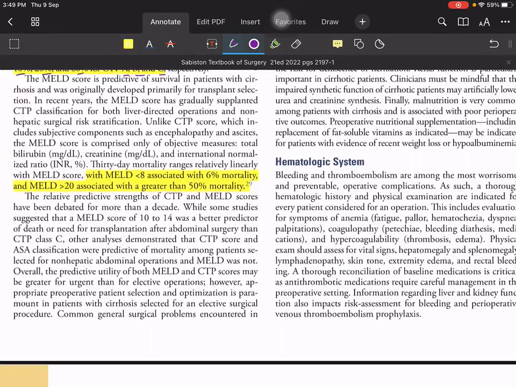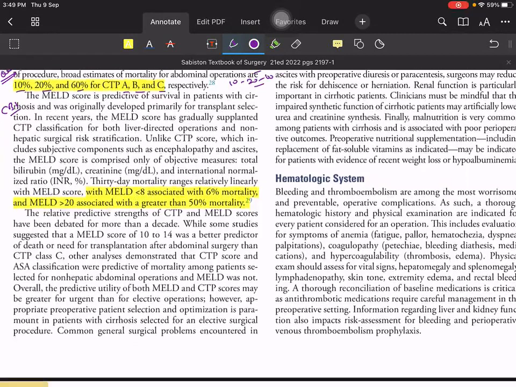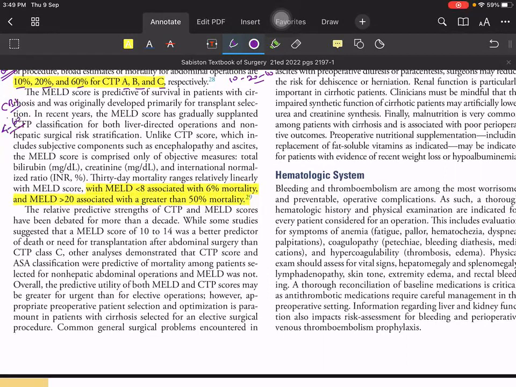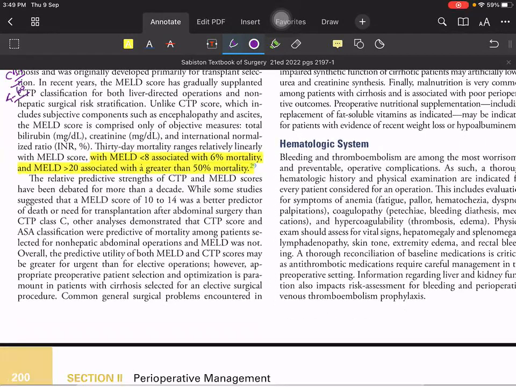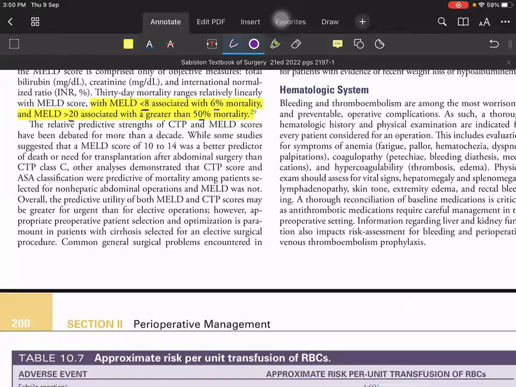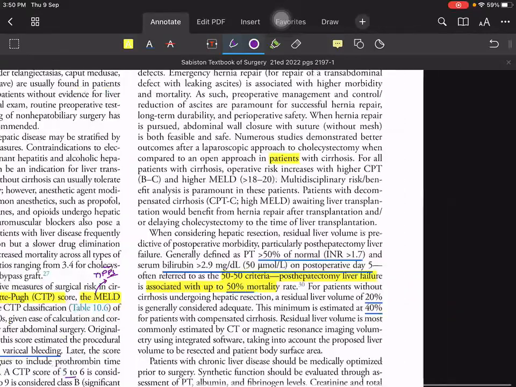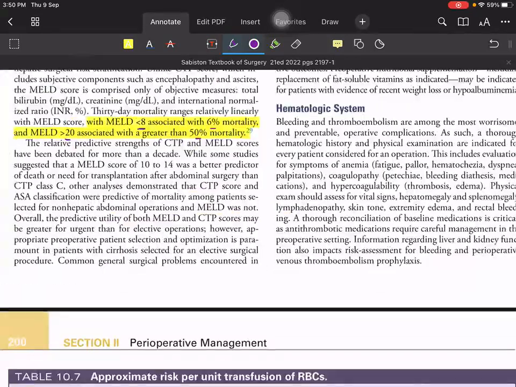Then come to your MELD score. The MELD score, you already know the mnemonic. Everyone knows. What is the basic MELD score? That is not given in this book. Its minimal score is 4, and the maximum score is 60. But it says that MELD less than 8 is associated with 6% mortality, and greater than 20 is associated with 50% mortality. So less than 8, 6%, and greater than 20, 50%. Just remember this mortality rate, that much is enough.